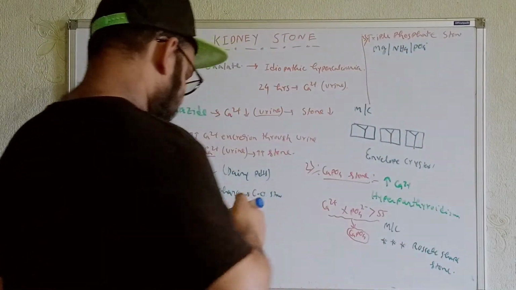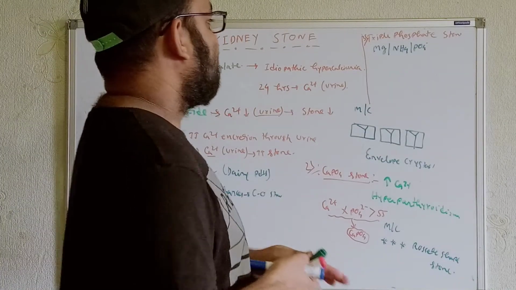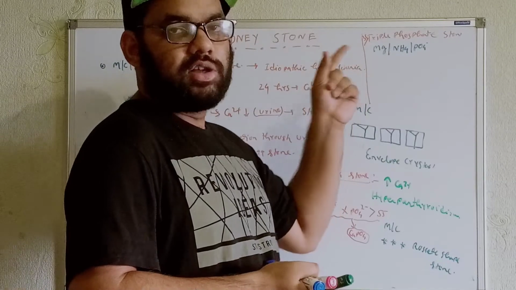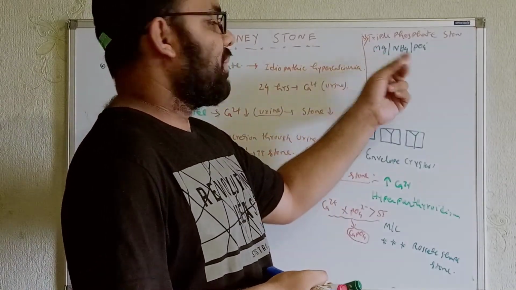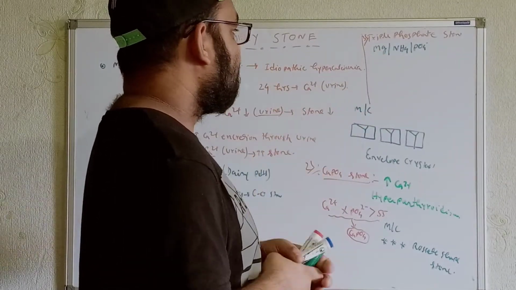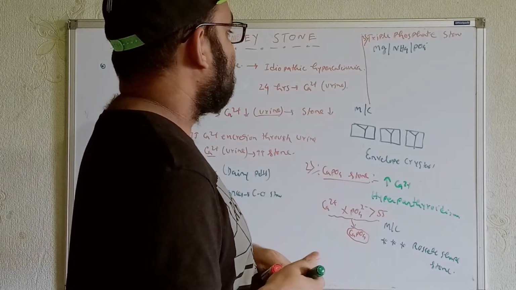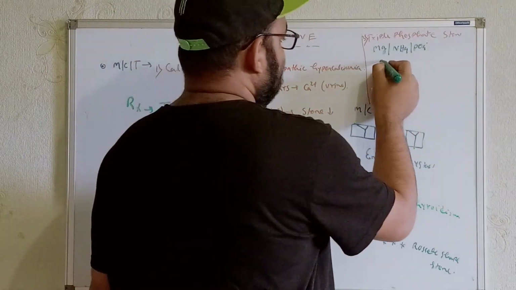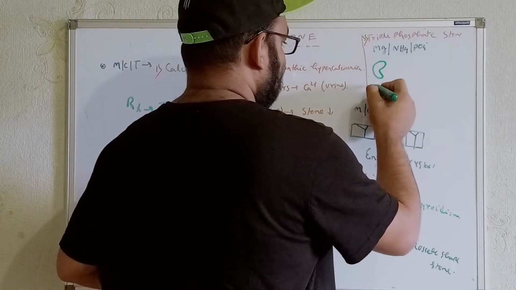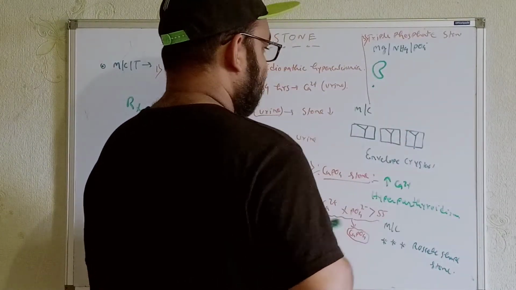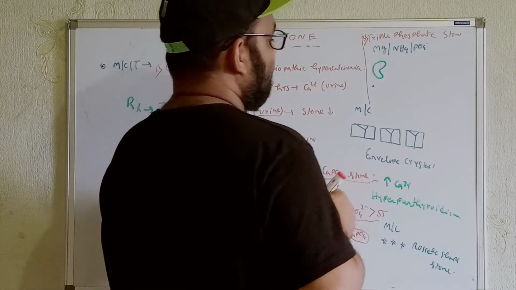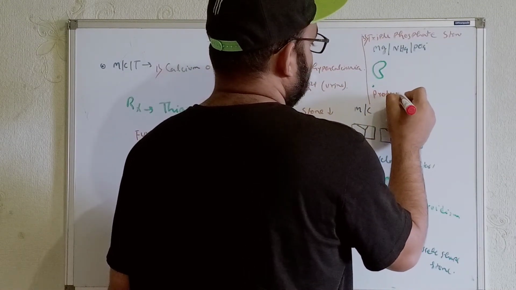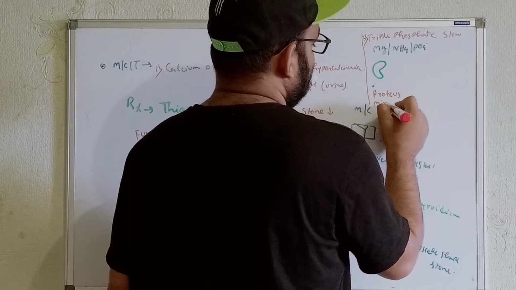It is known as triple phosphate because of this combination: magnesium, ammonium and phosphate. Whenever we see the development of this type of stone, we can get the presence of one type of bacteria known as Proteus mirabilis.